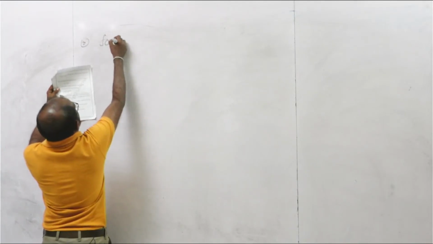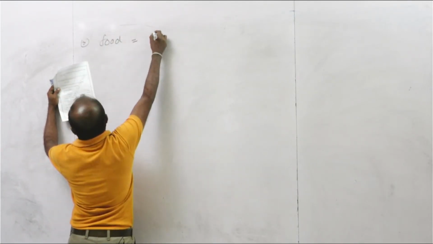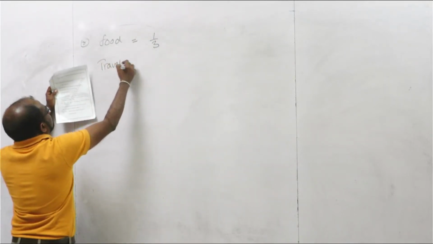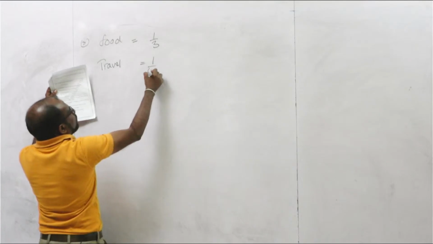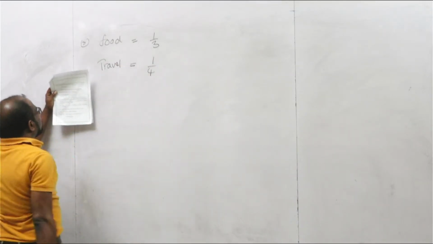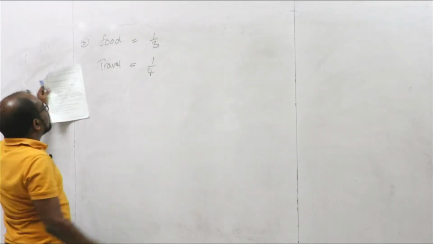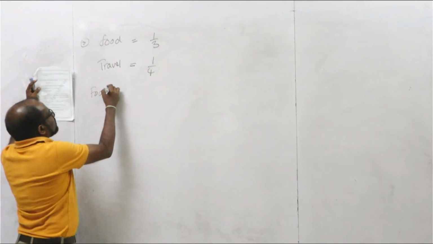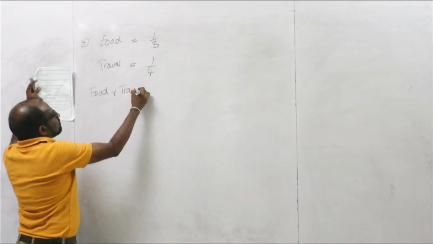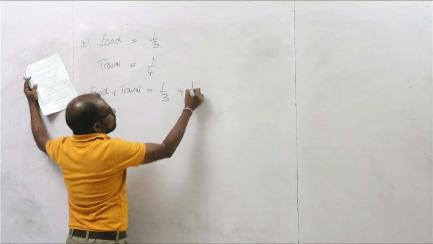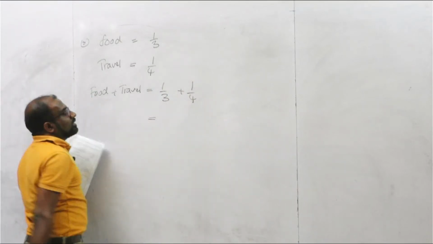Food. For food he spends 1/3. Traveling. For traveling he spends 1/4. Then what again? From the remaining again he spends for other purpose, right? And now, first of all, see food plus travel. 1/3, 1/4 should be added.